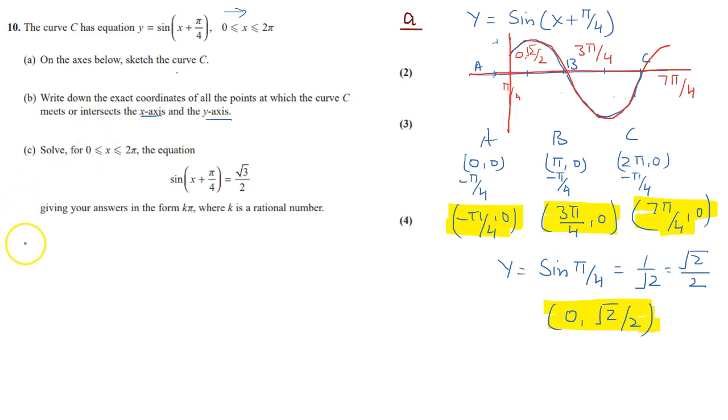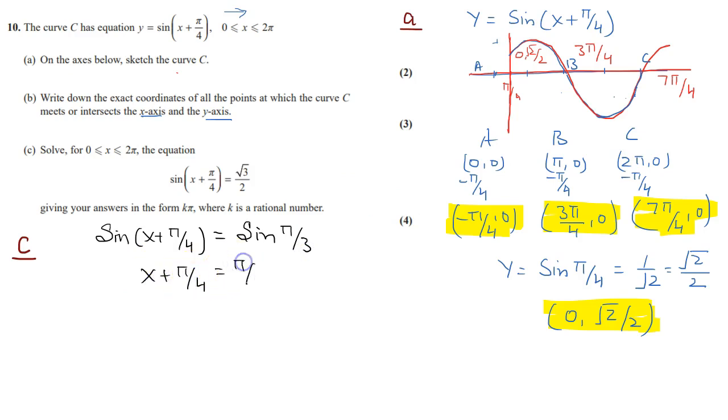Now part C. Solve this equation, that is sine x plus pi over 4 is equal to root 3 over 2. So root 3 over 2 is, we know that sine 60 is pi over 3. So x plus pi over 4 is equal to pi over 3. So x is equal to pi over 3 minus pi over 4. This is 4 pi minus 3 pi, that is pi over 12.